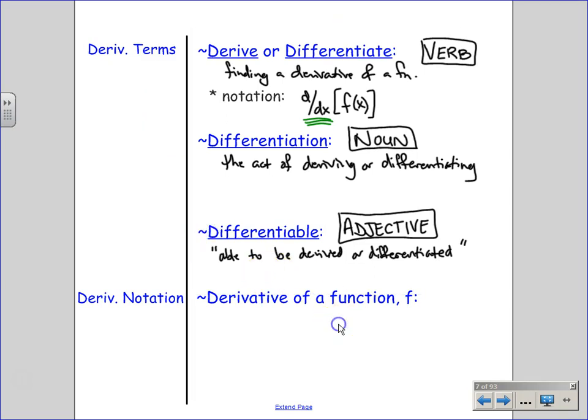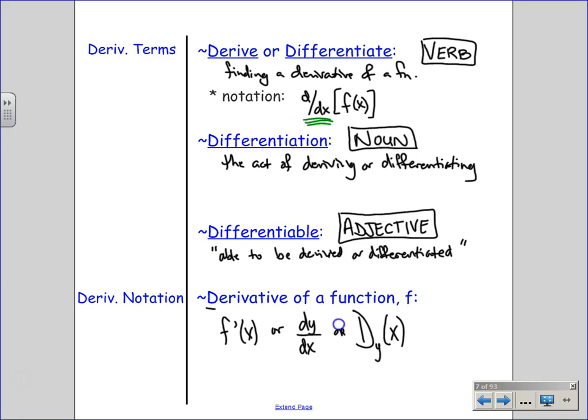There you go. Okay. The derivative of a function. We've already talked about one notation in the sense of f prime of x, but there are a few other ones. It could also be dy dx. It could also be like that. Am I missing any? Those are the main ones.